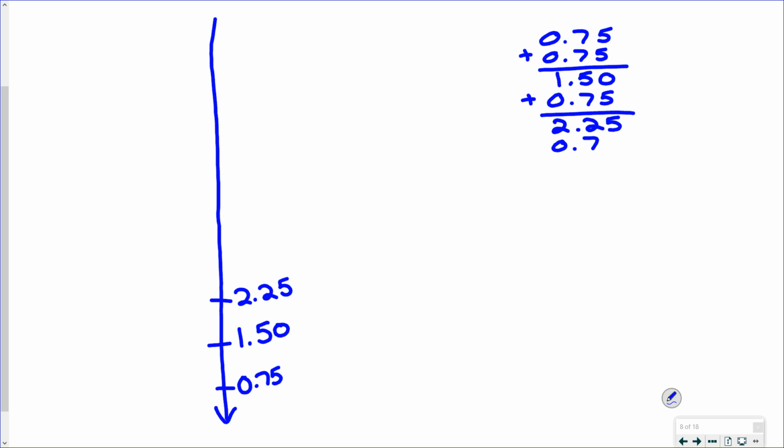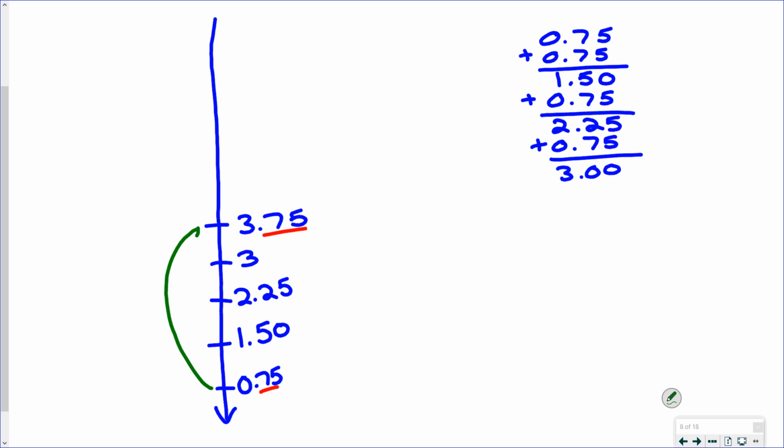And I'm going to add 75 hundredths to that. And this is similar to if you have $2.25, you get 75 more cents. You get $3. So we get 3. And if you add 75 hundredths to 3, you get 3.75. Well, at this point, I've noticed something. I've noticed that these two both end in 75 hundredths. And the way that I can get from this to this is by adding 3. And so if I add 3 to each of the next ones, I'll get the next values.